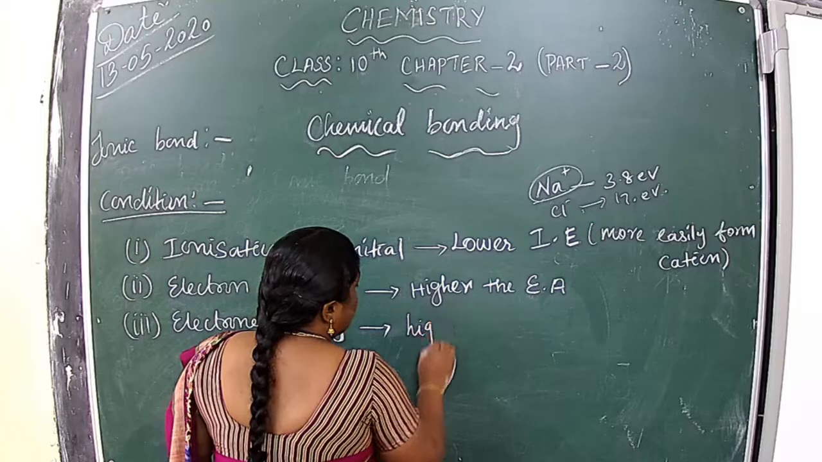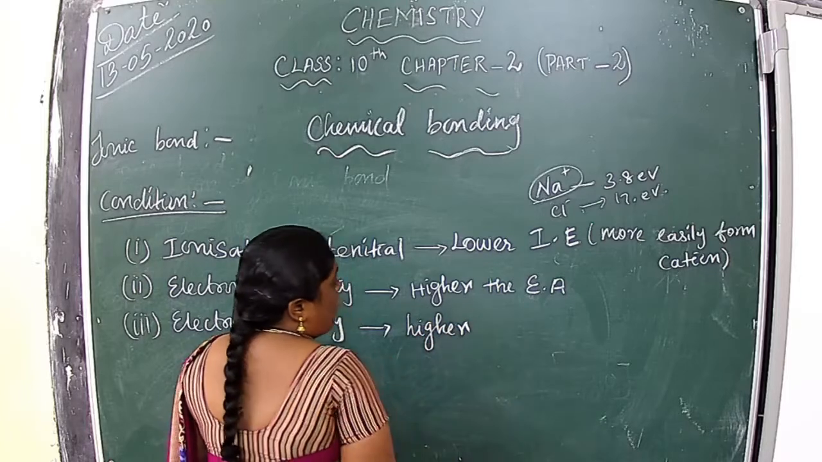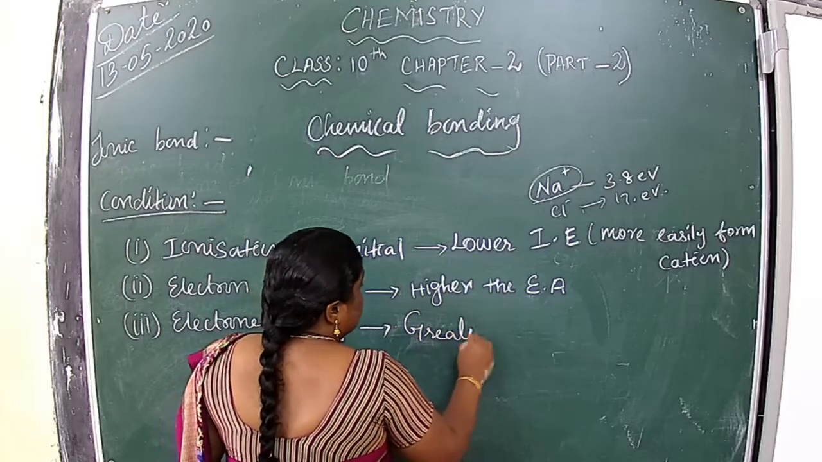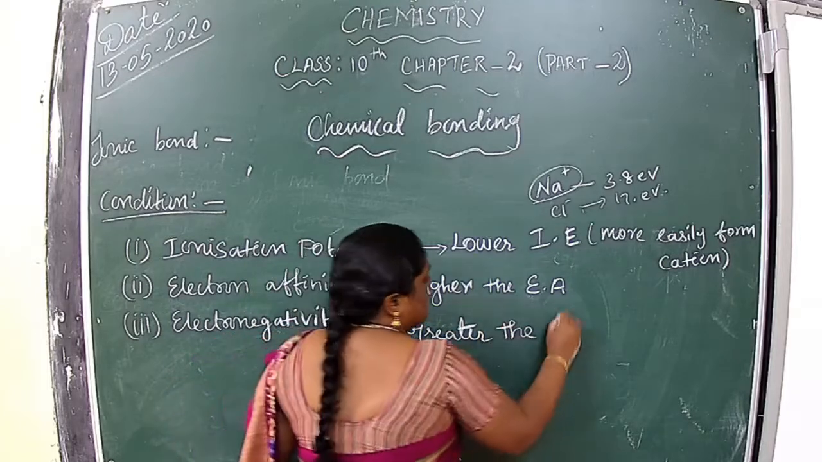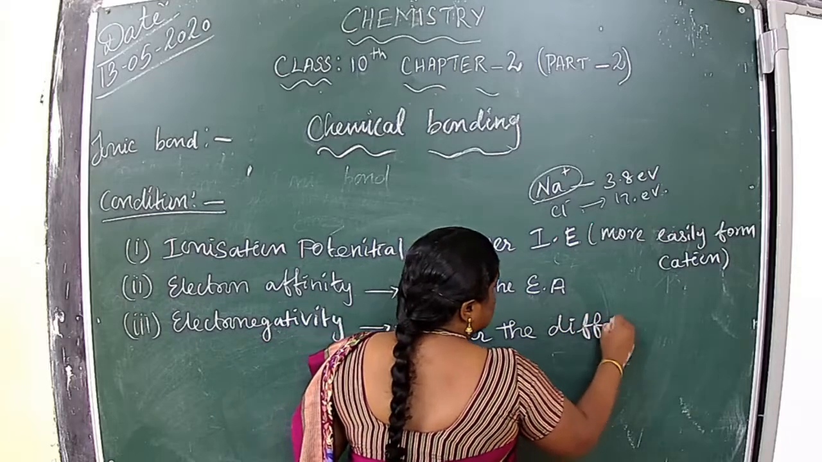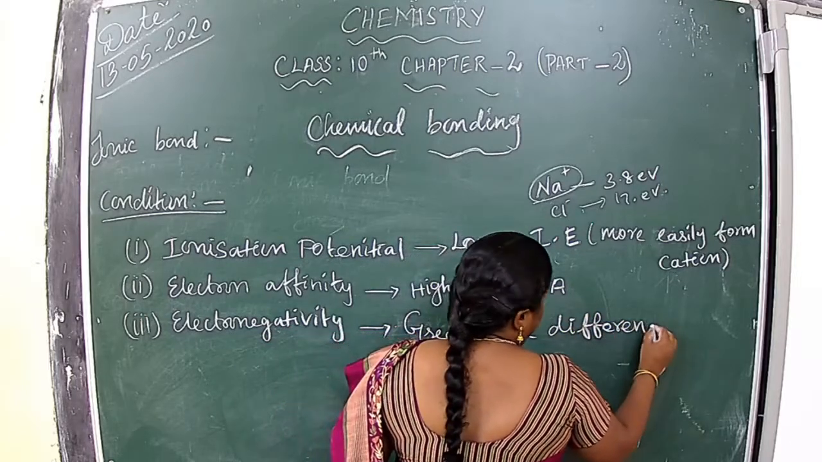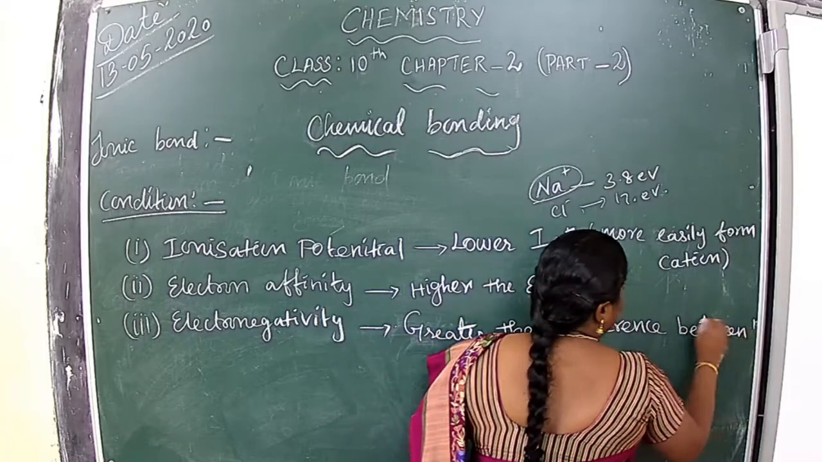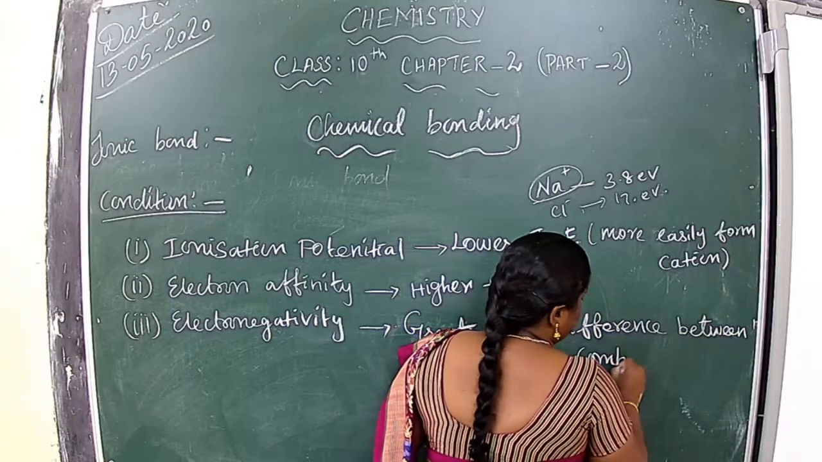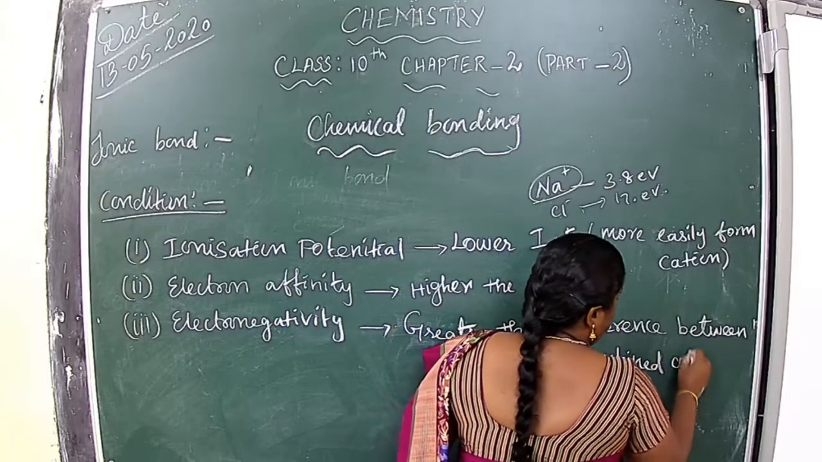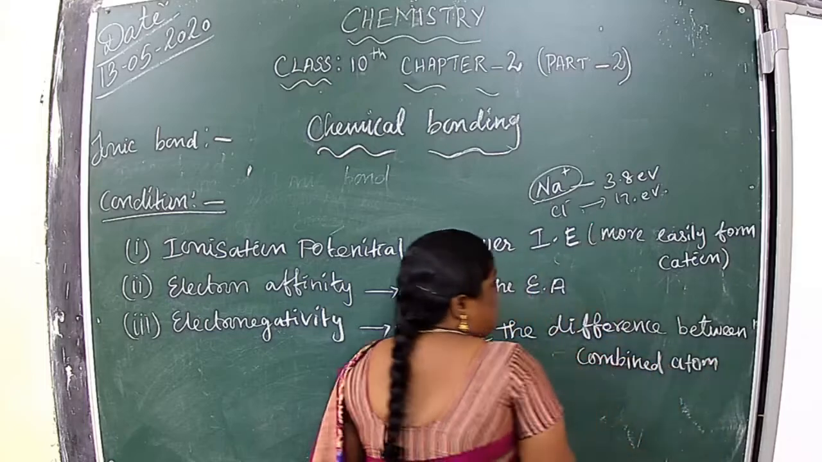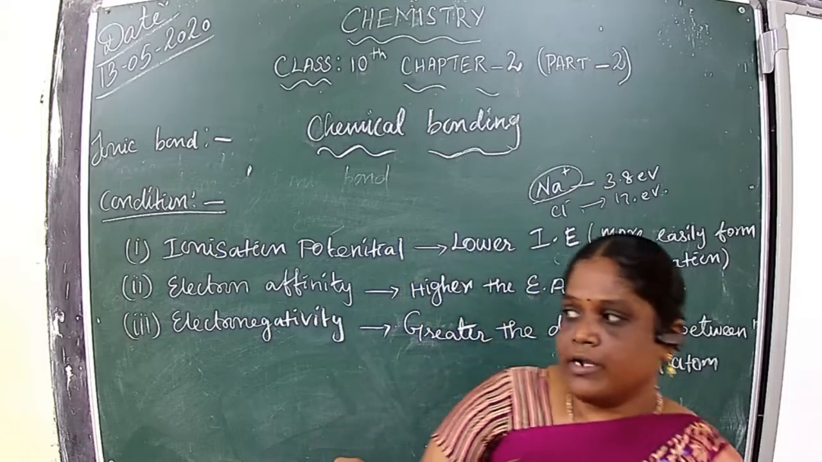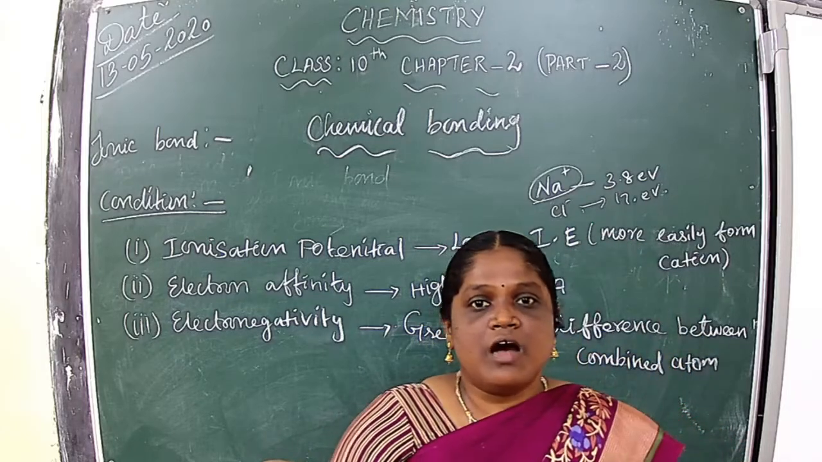Electronegativity: the greater the difference in electronegativity between the combined atoms, the more readily an ionic bond forms. There is a what? The formation of an ionic bond.